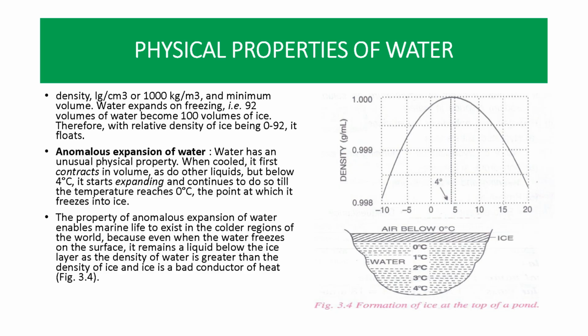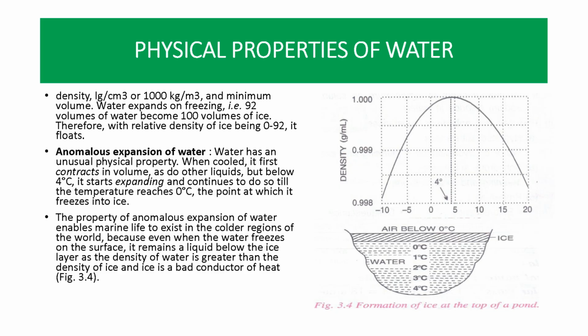Now we come to the anomalous expansion of water. Water has an unusual physical property. When it cools, it first contracts in volume, like other liquids, but below 4 degrees centigrade it starts expanding and continues until the temperature reaches 0 degrees centigrade. So when we cool the water, it contracts in volume, but below 4 degrees centigrade it again expands until it reaches 0 degree centigrade, which is the freezing point of water. So it is the unique property of water.